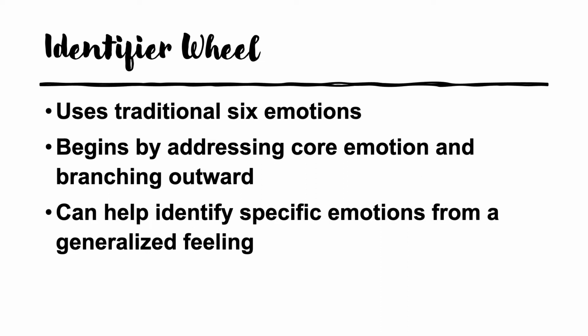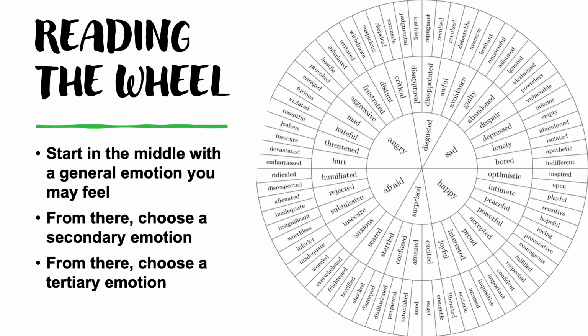Sometimes you may feel bad, or you may talk to someone and they're like, "Oh, I feel bad." Well, why do you feel bad? Well, I don't know. So guess what? We're going to go from that standpoint and build inward. According to this wheel, you start in the middle with a general emotion you may feel, from there you choose a secondary emotion, and from there you choose a tertiary emotion. So think about it when someone says, "Oh, I might feel some type of way."